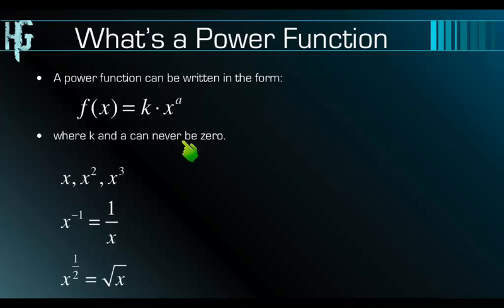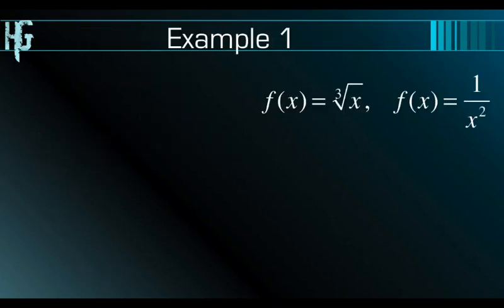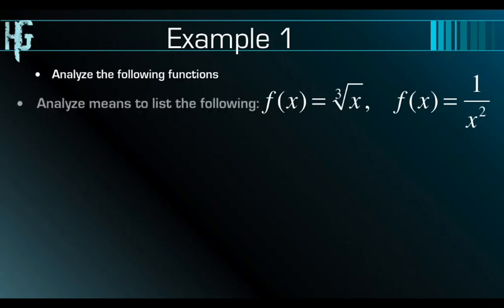Power functions take this form. You can have a polynomial. You can have rational. You can have radical. As long as it's one of those formats, it's considered to be power functions. And so what we're going to do is I want you to analyze the function. Let's see. So here's two power functions.